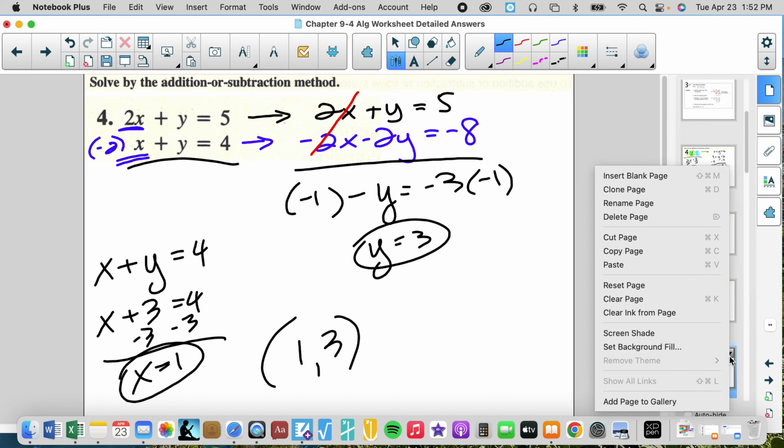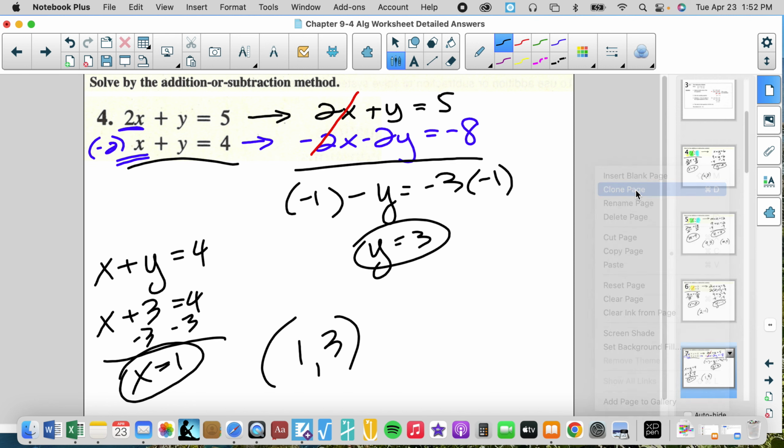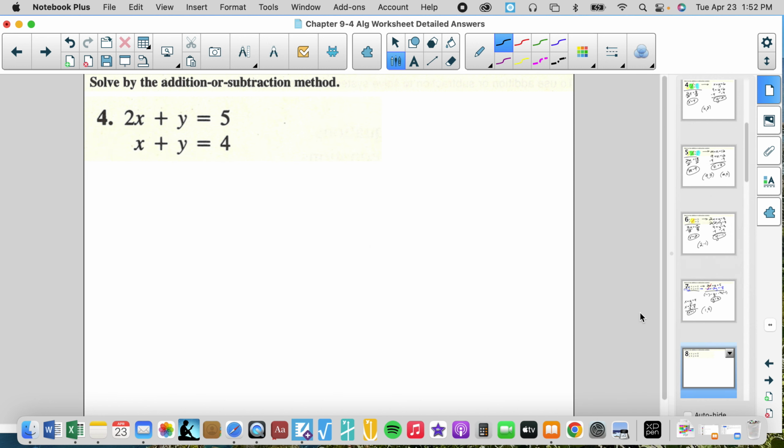I will show you, let's clone it. Let's erase the ink. What if I wanted to get rid of the y's? What would I need to do? This is a positive y. I would need this to be a negative y. So what can I multiply to make that negative y? I can multiply it by negative 1. So this equation now becomes negative x minus y equals negative 4.